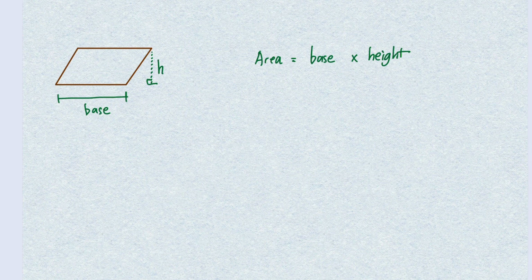So just like the last triangle that we looked at where you had the slanted line, for a parallelogram, this is not the height, the slanted line, but the line that extends downwards and makes that 90-degree angle, that would be the height.